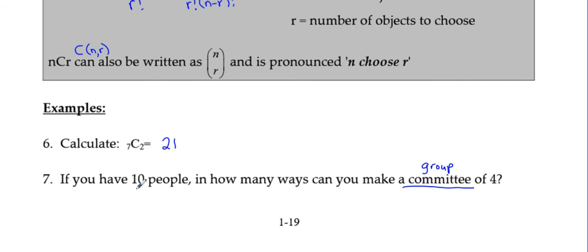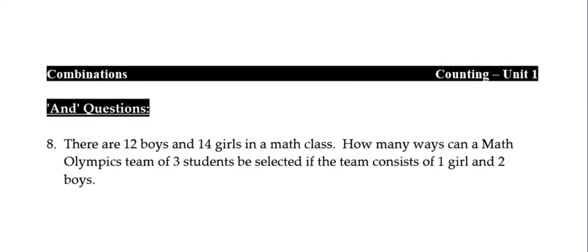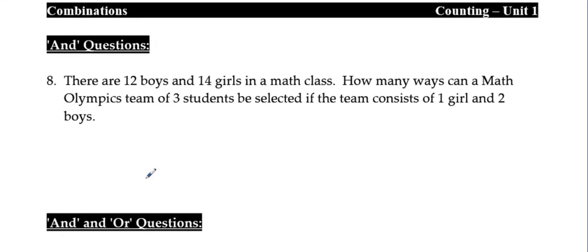So there are 10 people, that's n. We want 4 of them, that's r. So this would be just 10C4, which would be 210 committees. Don't forget your units. So that's a very basic knowledge question. We start getting into some harder knowledge questions and some application questions.